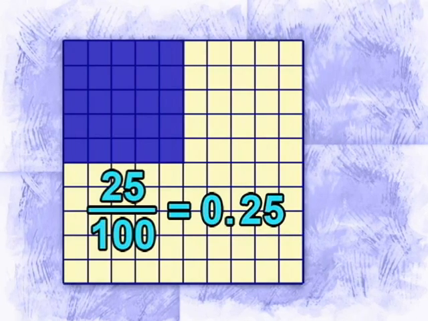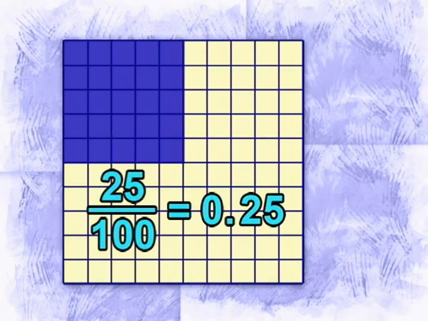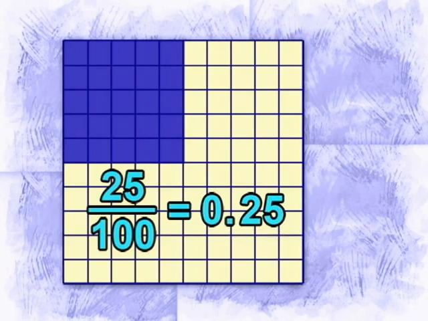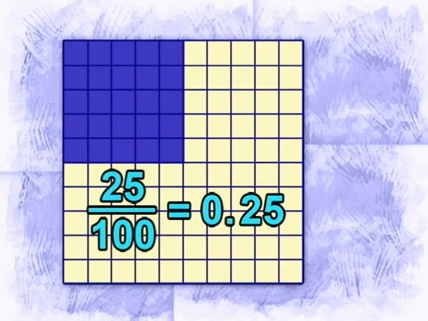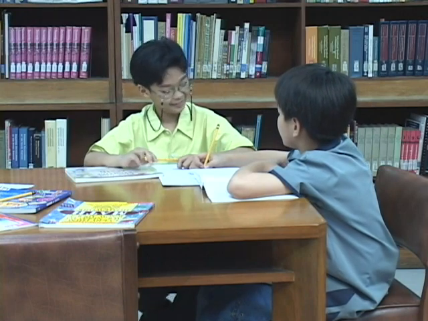Wait, let me check. When I divide the numerator 25 by the denominator 100, I get 0.25. Try it again. It's easy.